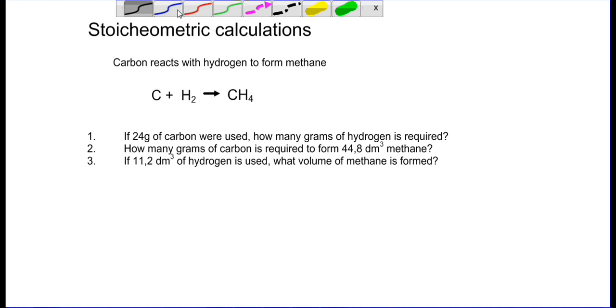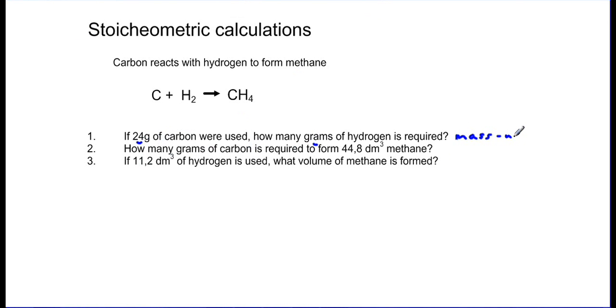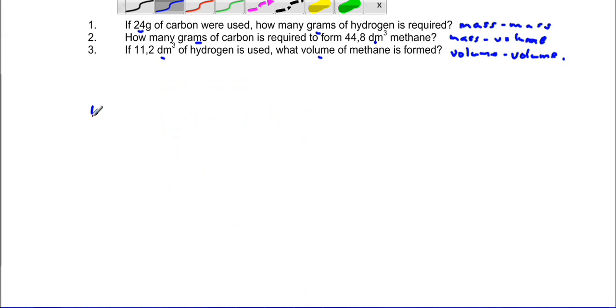Now, looking at that sum, we can see that we have 24 grams of carbon and they want to know how many grams of hydrogen is used. So this is a mass type of sum. Now, looking at the next sum, it says how many grams of carbon is required to form 44,8 dm cube of methane. So this will be a mass volume sum because here we have mass and we have dm cube. And in the last question, we have 11,2 dm cube. If 11,2 dm cube of hydrogen is used, what volume of methane gas will be formed? So this is a volume sum.